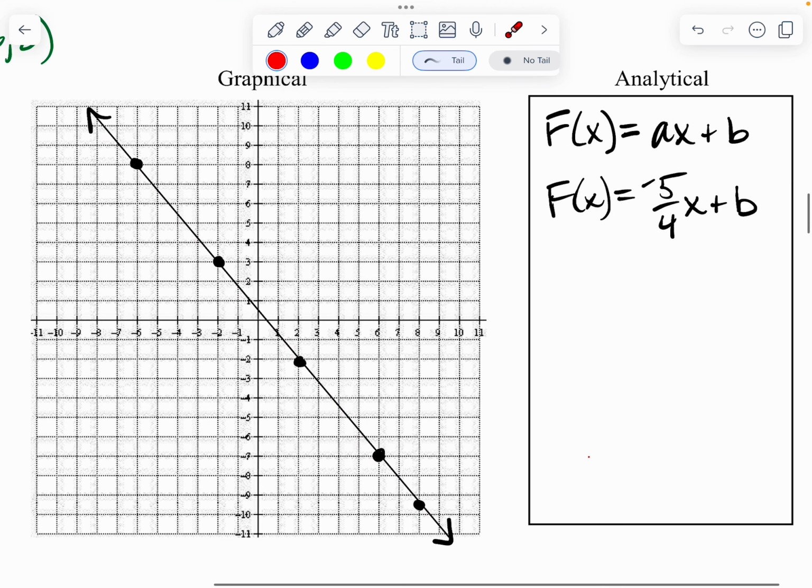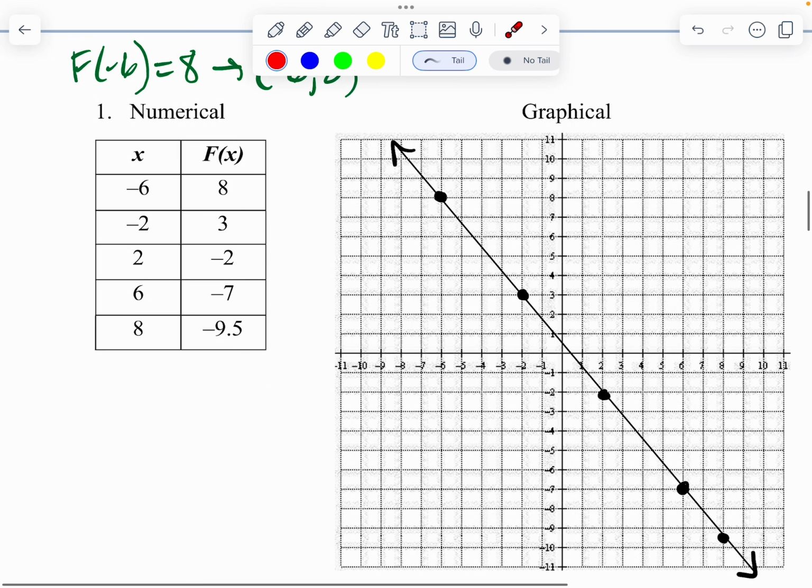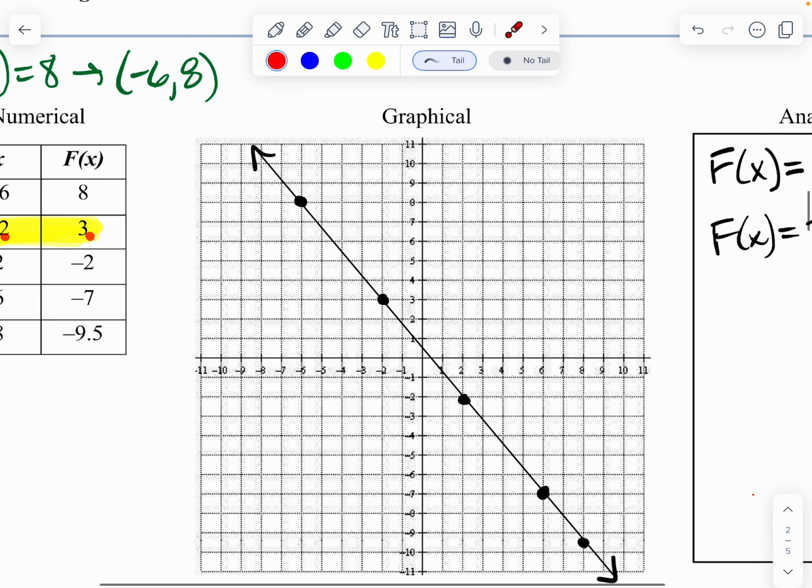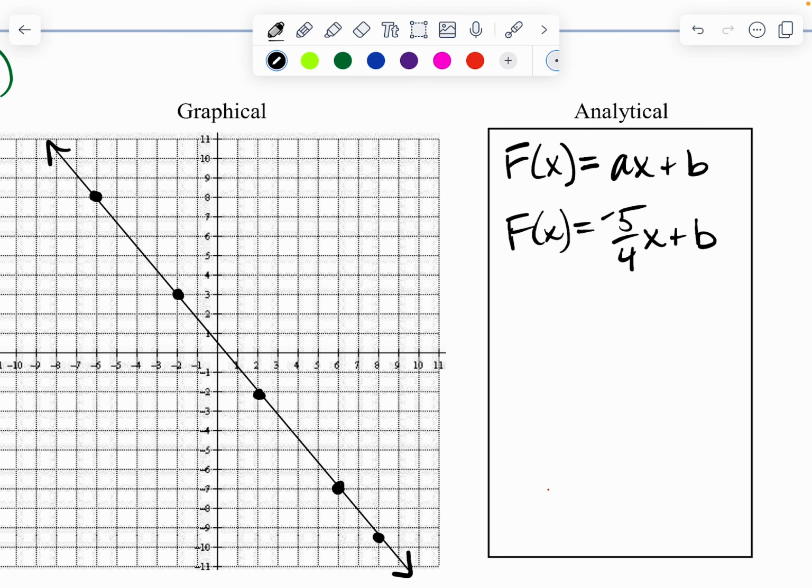But the beauty of this is that an equation determines all of the points on this graph. So if an ordered pair is on this graph, the x and the y should work in the equation. I can take any point here. I'm going to pick this one, because 3 is my favorite number. So I'm going to take the point x equals negative 2 and y equals 3 and plug it in. Remember, f of x is our y value, so that's my 3, and I'm going to plug in negative 2 for x.